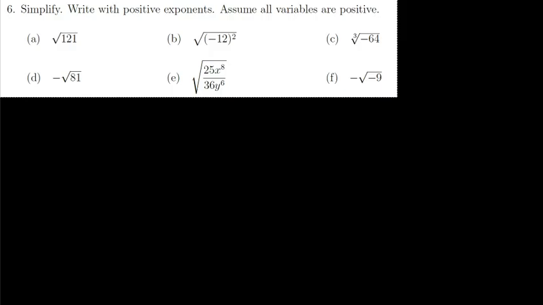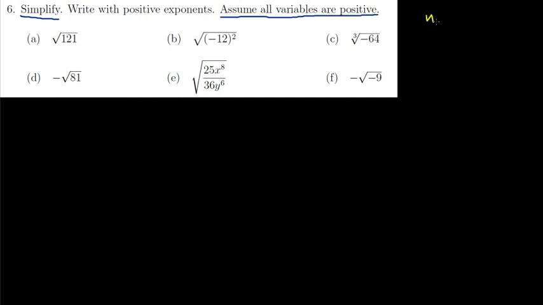Okay, and in number 6, there's many parts here. I want to say 15 or so. So I'll try to do as many of them as we can here. And the directions just say simplify, right? So we're just going to simplify, write with positive exponents, right? So no negative exponents, and assume all variables are positive. So remember what that means. That's good for us because we don't have to worry about absolute value.